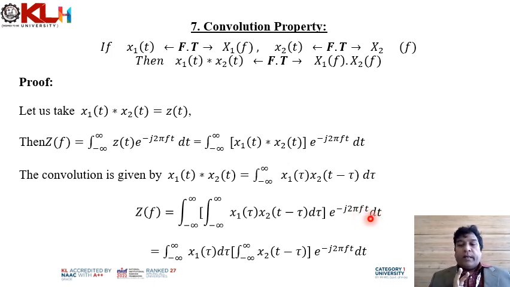Now we can write this as two integrals: the integral of x1 of tau and this factor d tau, multiplied by the second integral, x2 of t minus tau e power minus j2 pi ft dt. So we have simply separated this double integral into two integrals. One is the integral with d tau, the other is the integral with dt.